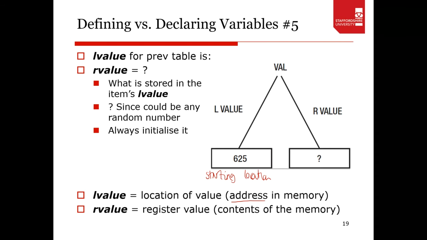So what is stored in the item's L value? At the moment, we've got a question mark in R value. Since it could be any random number, we always need to initialize it. So when we say int val equals 0, what do you think would be in R value?